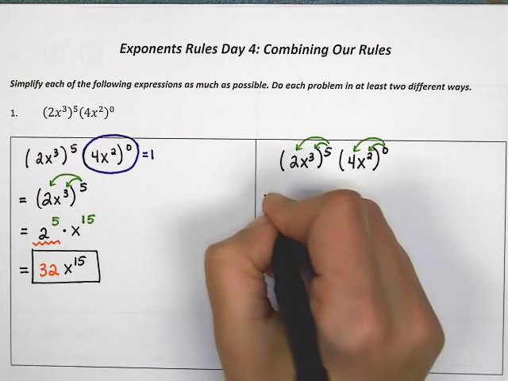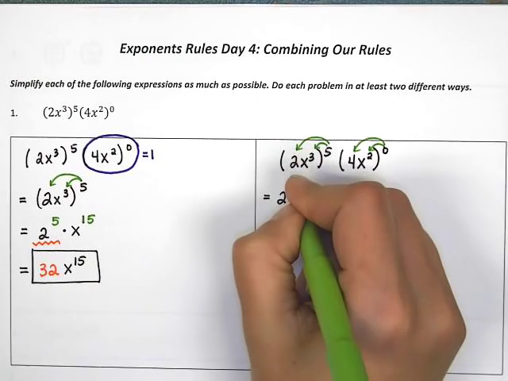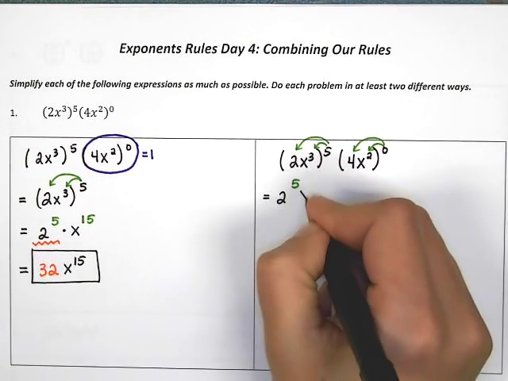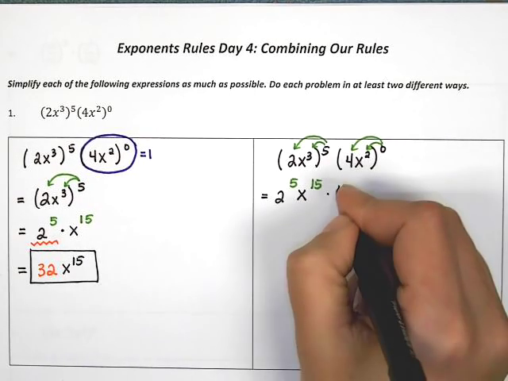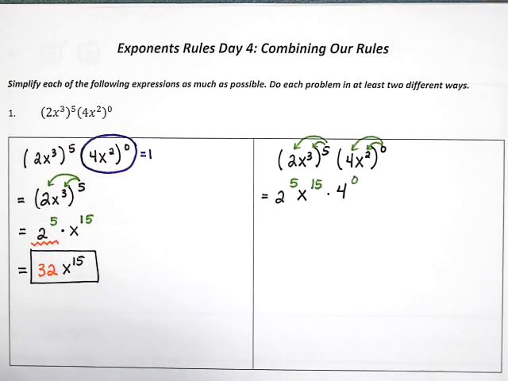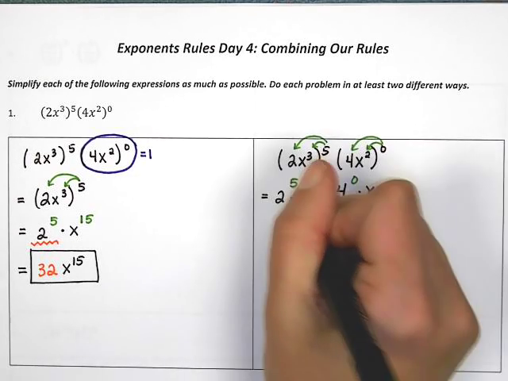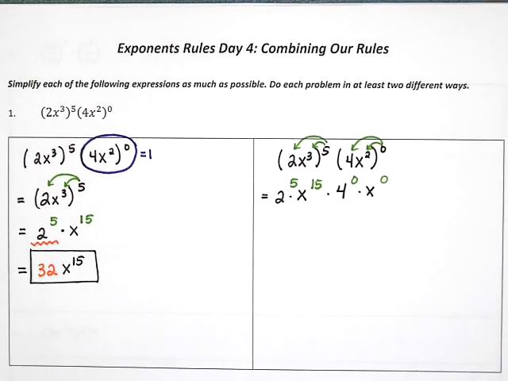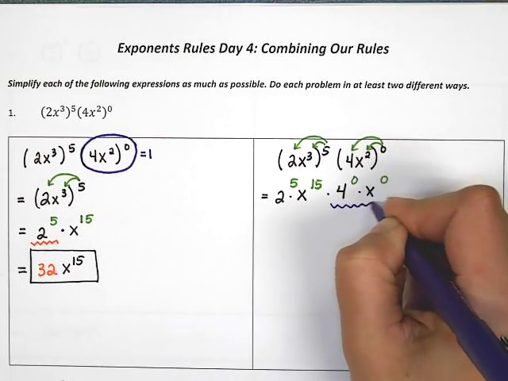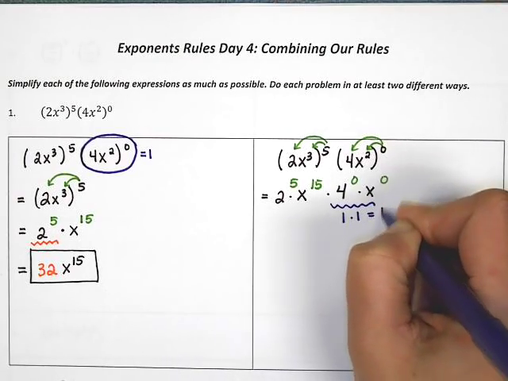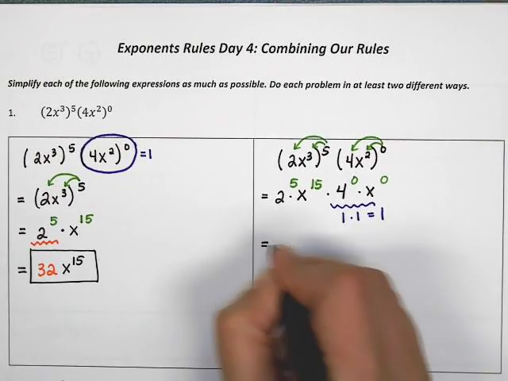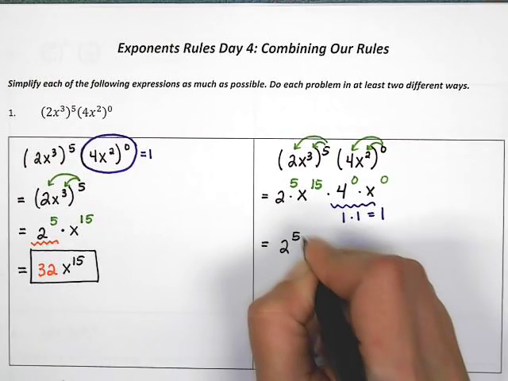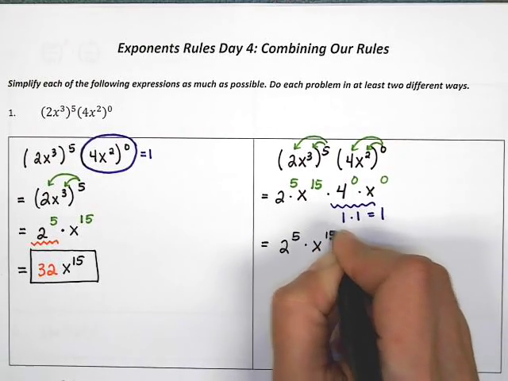I would have 2 to the 5th power times x to the 15th power times 4 to the 0 power times x to the 0 power. Then I might realize that, hey, I've got some 0 power stuff going on here. Anything to the 0 power is going to turn into a 1. And 1 times 1 is just 1. So my new problem is just 2 to the 5th times x to the 15th.